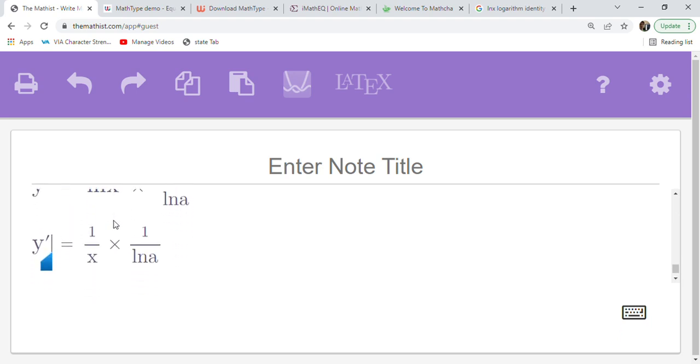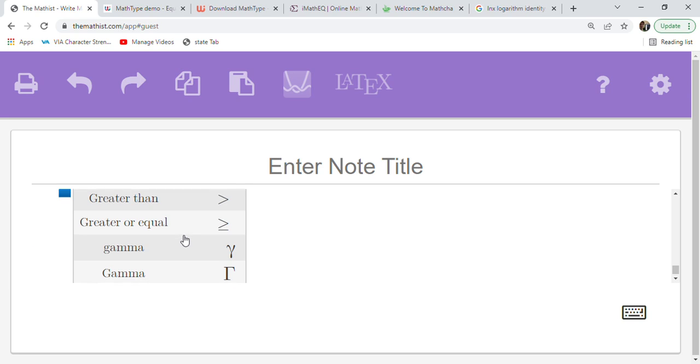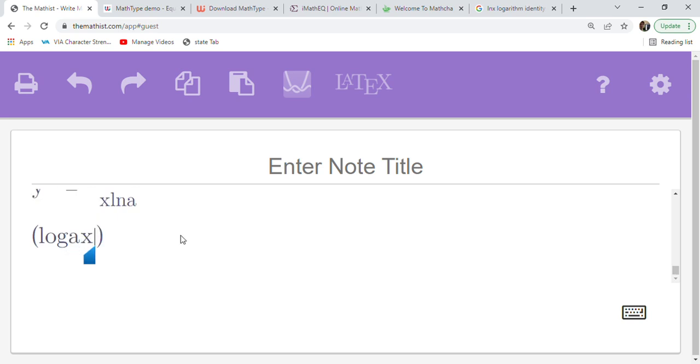So the derivative of ln x is 1 over x, and the derivative of 1 over ln a, well, since I'm multiplying, I just keep that. And this is what I end up with: y prime equals 1 over x ln a. So basically, this means that if I have a function like log base a of x, then the derivative of that is going to be 1 over x ln a. Okay, so hopefully that's clear to you.